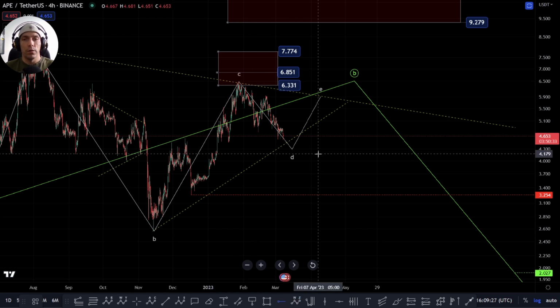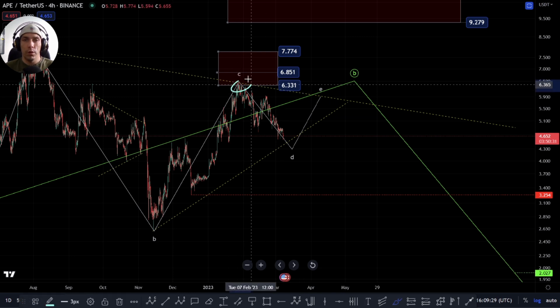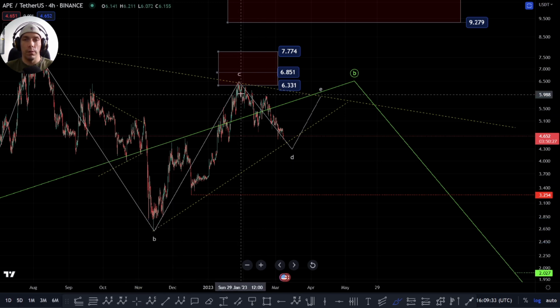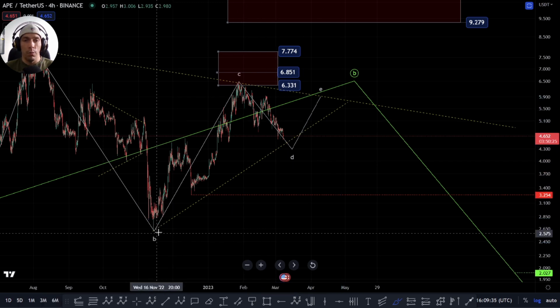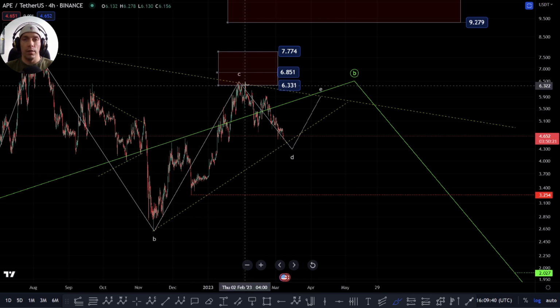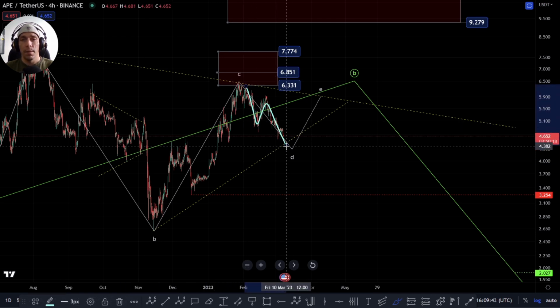If we do move back to the upside, invalidation of this as a triangle would come by crossing the 641. So if we do move back to the upside, we wouldn't want to cross this C wave high. And as well as that, if we drop to the downside and we're looking for this D wave to play out, we wouldn't want to cross this B wave low.